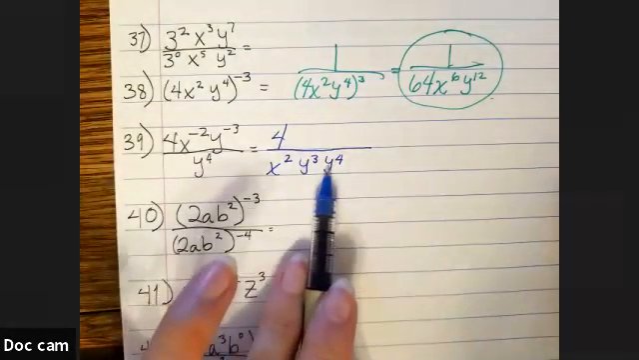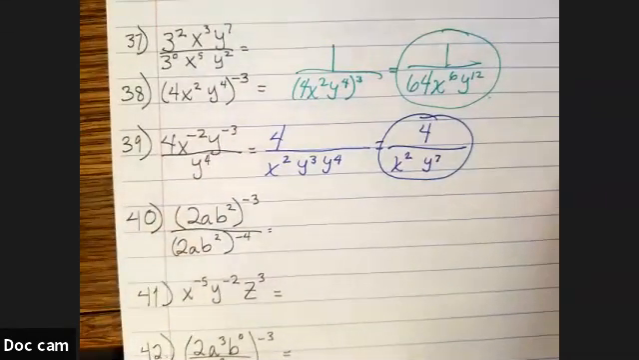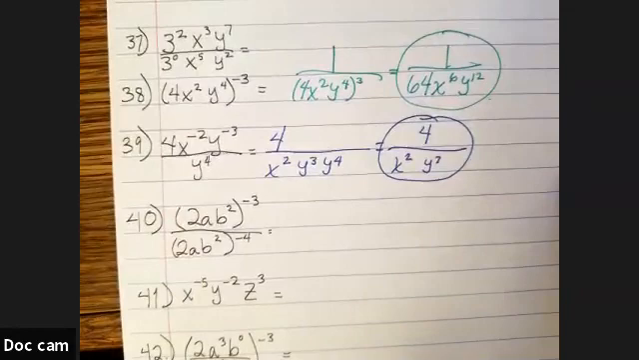So I need to go ahead and combine the y's on the denominator. So it's still going to be 4 over x squared, and then 3 plus 4 is going to be 7, so it's y to the 7. So 4 over x squared, y to the 7.